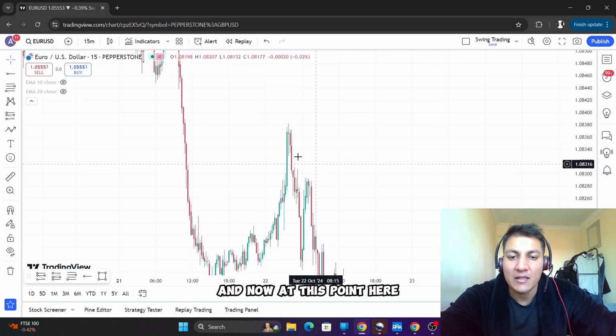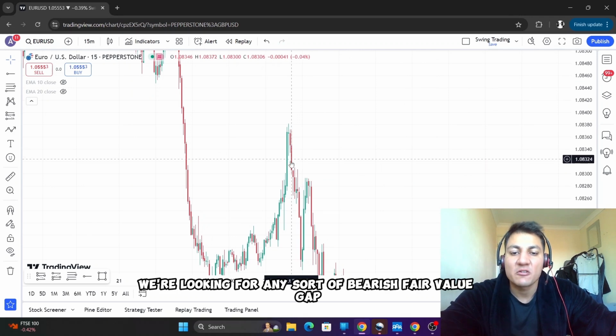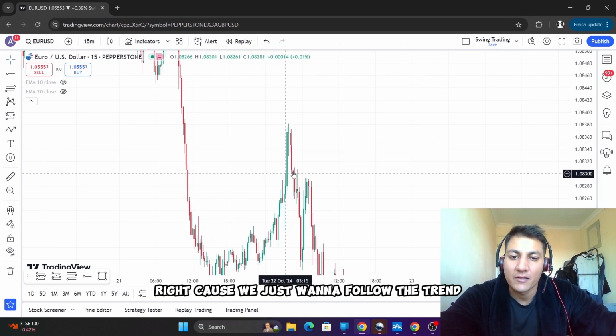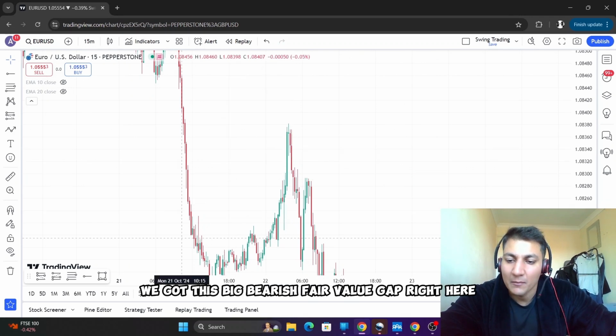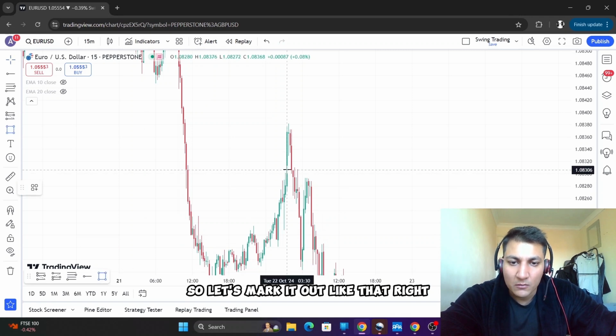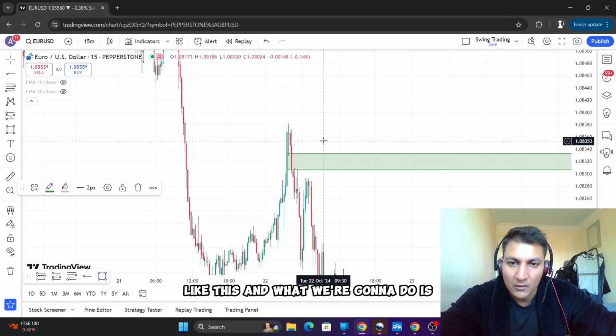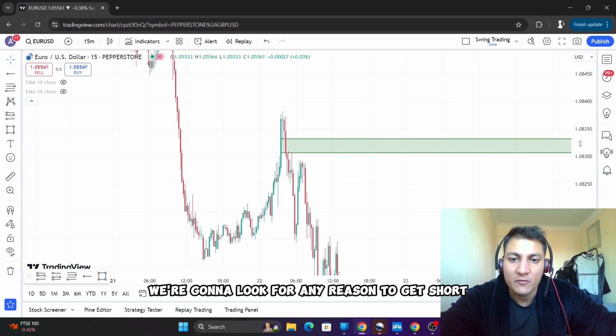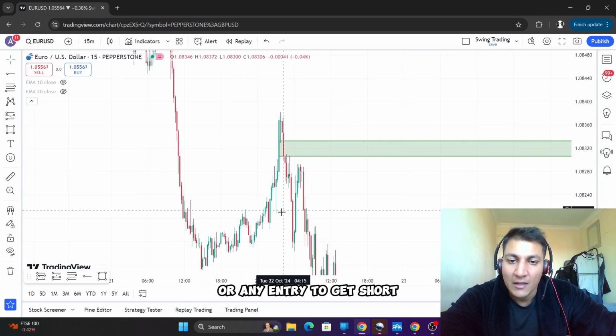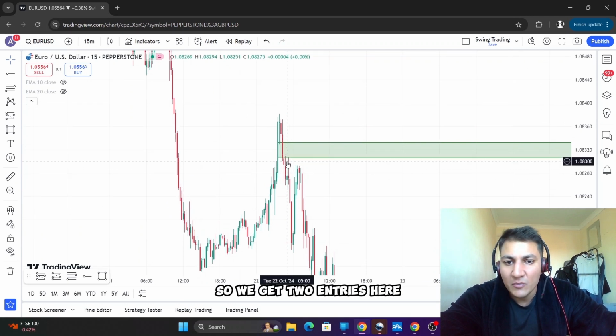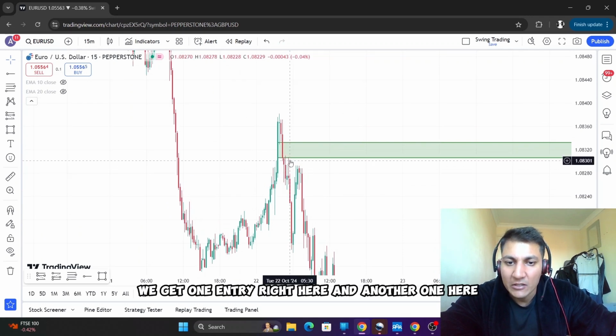And now at this point here, we're looking for any sort of bearish fair value gap, right? Because we just want to follow the trend. And we've got this big bearish fair value gap right here. So let's mark it out like that, right? Like this. And what we're going to do is look for any reason to get short, or any entry to get short. And this is so important, right? So we get two entries here. We get one entry right here and another one here.